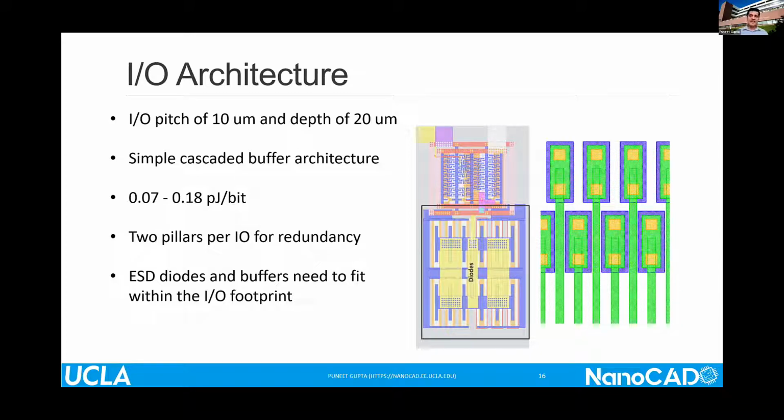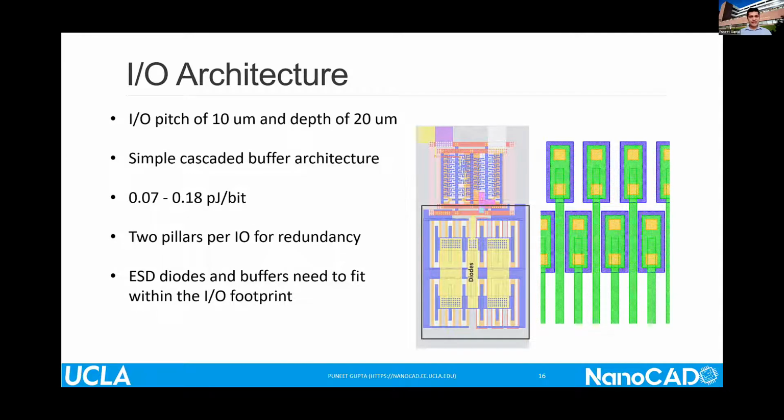Just for bonding yield redundancy reasons, we had 2 pillars per IO. We had ample space for it, so there was no downside to it. The entire IO cell had to fit in this 10 by 20 space, which was a little bit of a challenge given that we wanted to have at least some basic ESD protection on this. So these are ESD diodes, buffer, everything needs to fit in this small space. And for small IO chiplet connections, this probably is going to remain a challenge: how to accommodate enough ESD protection within that small IO area.